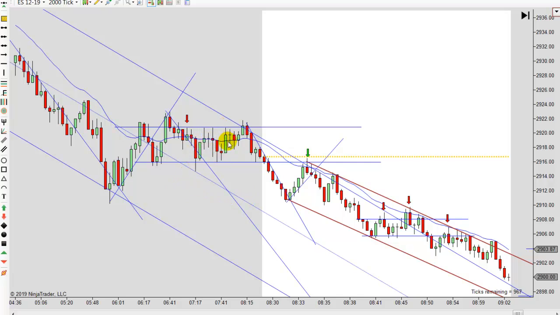You come up here and you get a second entry short right here. But this is really your signal bar. This is just an inside bar. It's too bullish. And then we come back up here and we turn down again. But again, this is your signal bar.